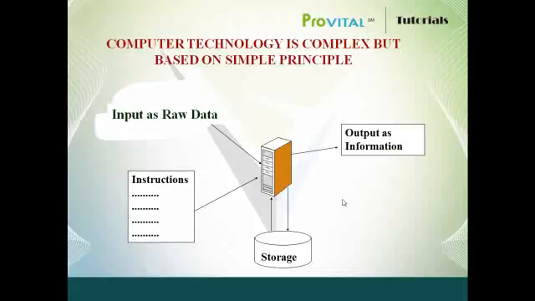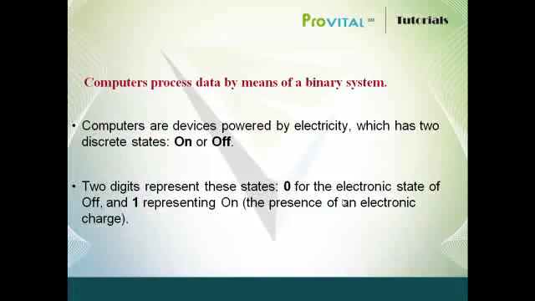Computer technology is complex but based on a simple principle, that is, input as raw data, instructions for the storage, and output as information. Computers process data by means of a binary system. Computers are devices powered by electricity, which has two discrete states, on and off. Two digits represent these states: 0 for the electronic state for off and 1 representing on, the presence of an electronic charge.